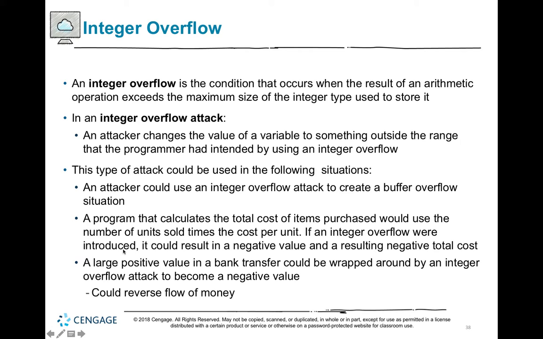If they do that, in some instances a very large positive number can become a negative number. Imagine a situation where you're transferring a very large number into somebody's bank account, but the program can't process that very large integer and instead reverses it and makes it a negative number. Then you can reverse the flow of the money.